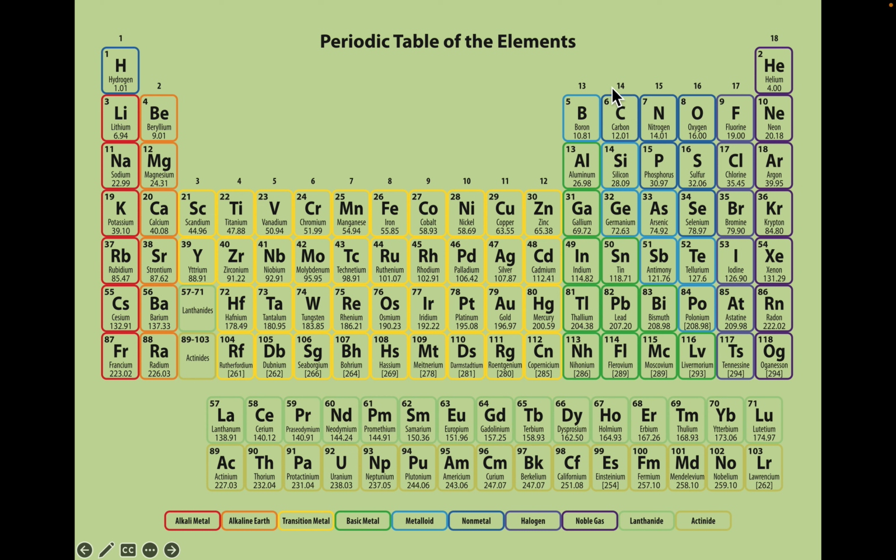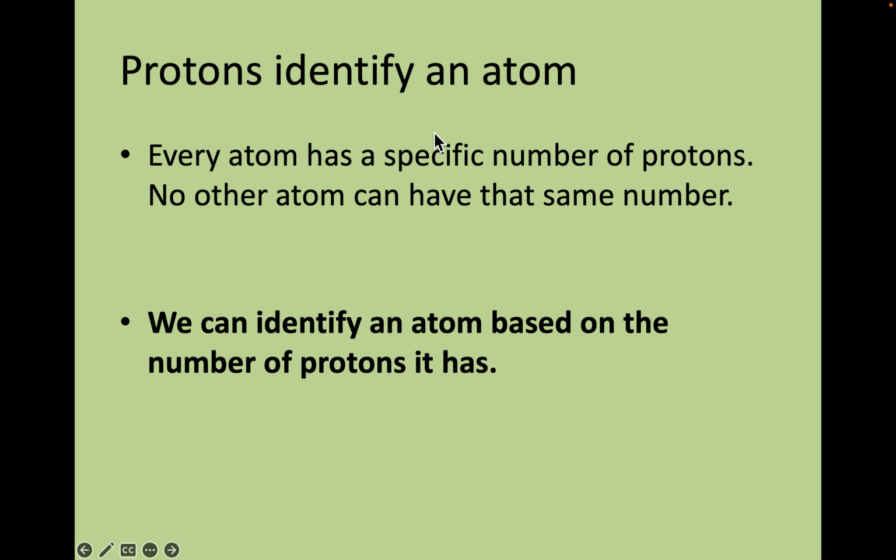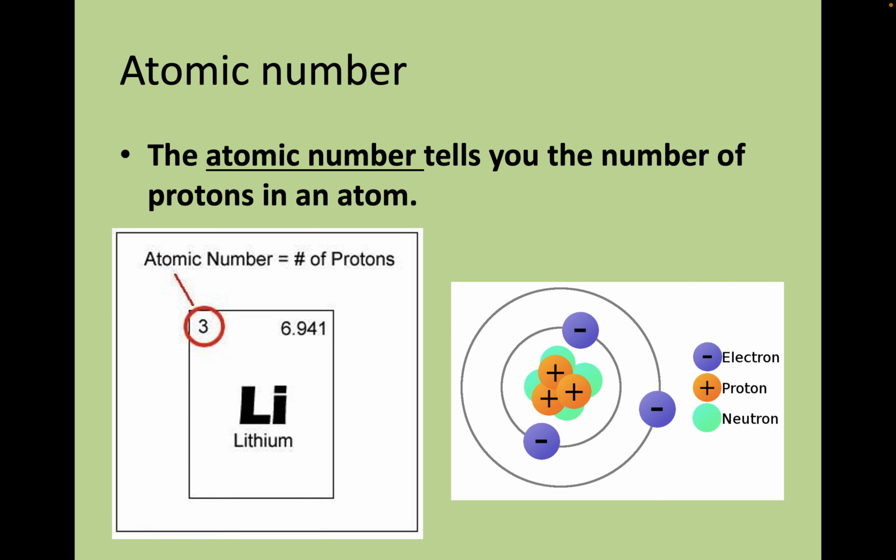Carbon is one that's really important for biology. It always has 6 protons. If it lost a proton, then it's not carbon anymore. Now it's boron. If it suddenly gained a proton, well, now it's nitrogen. See what I mean? We use protons to identify which atom it is.